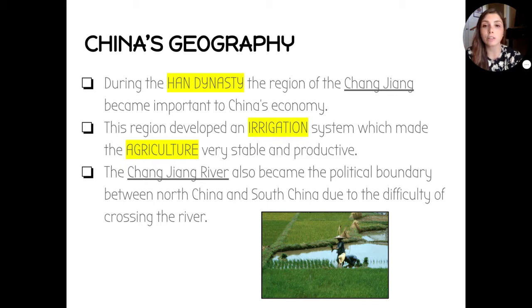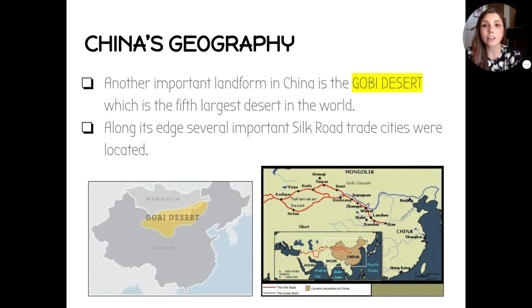The Changjiang River also became the political boundary between North China and South China due to the difficulty of crossing this river. It became kind of a natural border between these two areas because it was a difficult area to cross. Another important landform in China is the Gobi Desert, which is the 5th largest desert in the world. Along its edge are several important Silk Road trade cities, and that's where they were located.